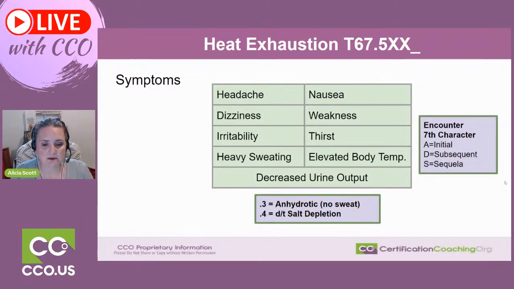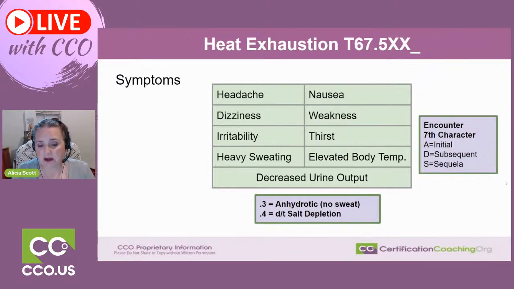Now, the regular heat exhaustion is .5, however, .3 is called anhidrotic, and that just means you're not sweating. And then .4 is due to salt depletion. Now, if the provider documents heat exhaustion and you have no other information besides the signs and symptoms, then .5 is where you're going to go. However, you will see documentation for this anhidrotic, and you will also see that sometimes documented the salt depletion. These are specific different diagnoses. So that's what you need to be aware of and look for.